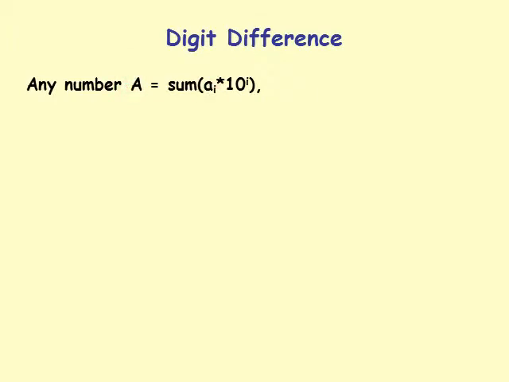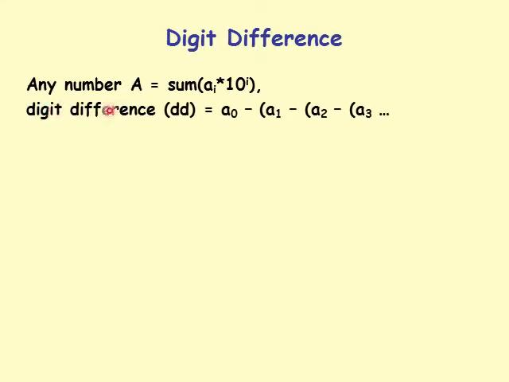Let's continue. I define the digit difference, dd, as a0, the first coefficient, minus parenthesis second coefficient a1, minus parenthesis next higher coefficient a2, minus parenthesis a3. Now let's sort them out. So a0 is positive. a1 has a minus here, so it is negative: minus a1 is in the parenthesis after the minus sign, a1.